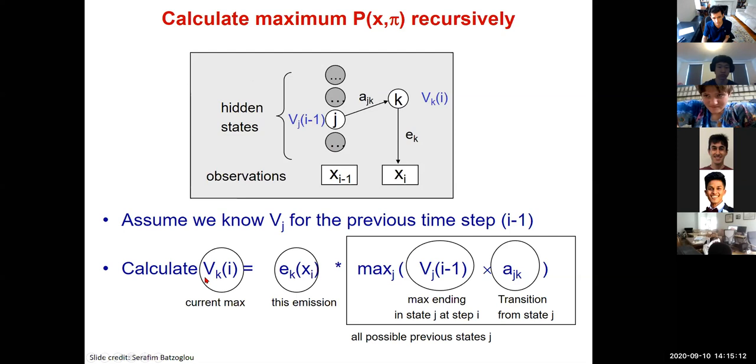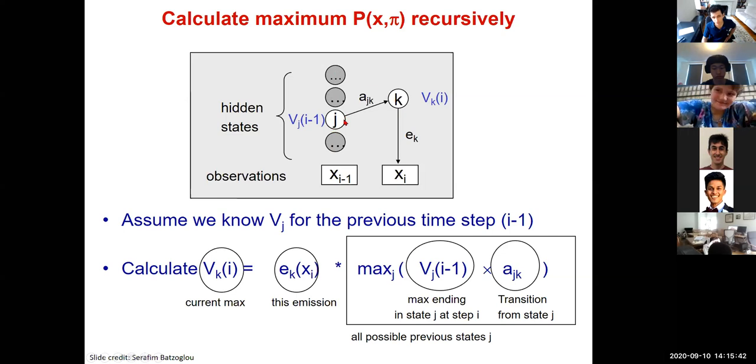So basically, I include in the current maximum the emission probability for that character from that state, and then the transition probability is factored into this maximum. So intuitively, I'm trying to choose the best combination of previous score and transition, because this state might have an awesome score, but a very costly transition.